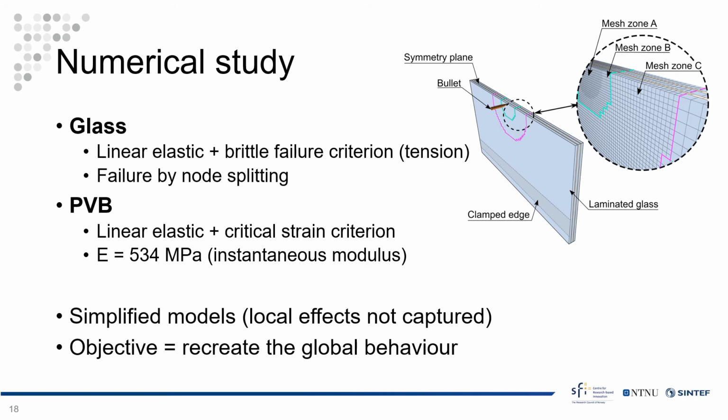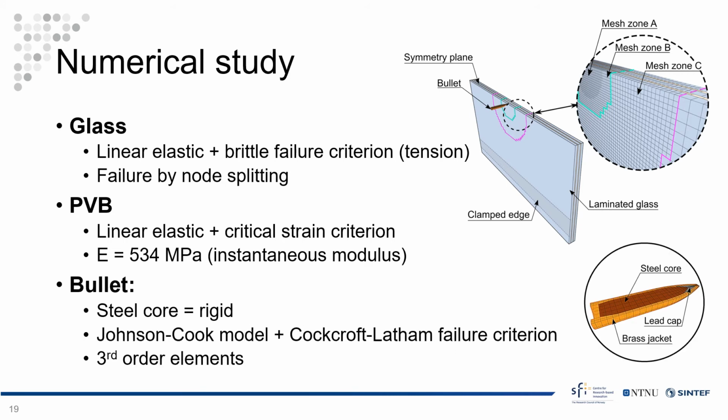I can also mention that we performed a parametric study of the different material parameters to have more control and to study the sensitivity of the model. The description of the bullet was more accurate, and here we used a rigid model for the core, and the brass and the lead material was described by the Johnson-Cook material model and the Cockcroft-Latham failure criterion.